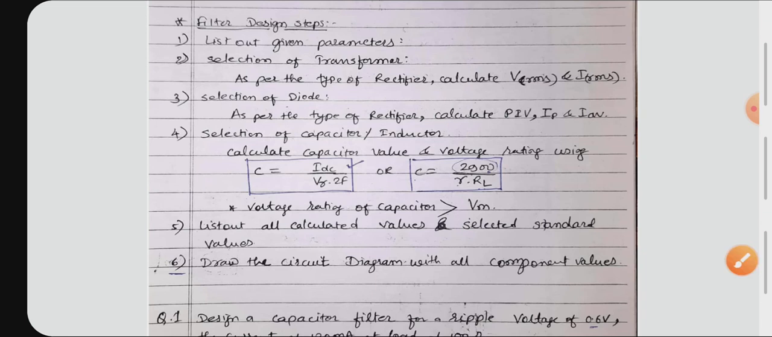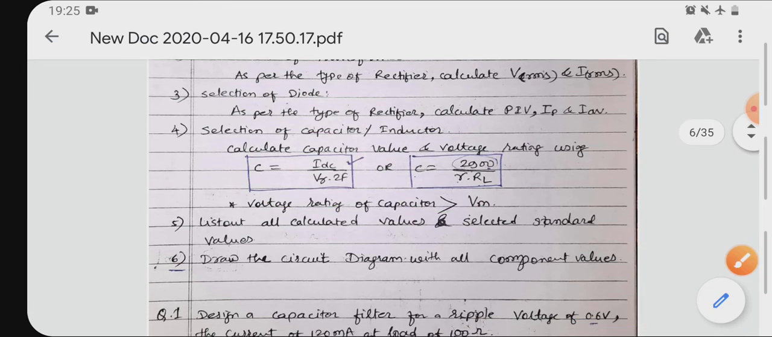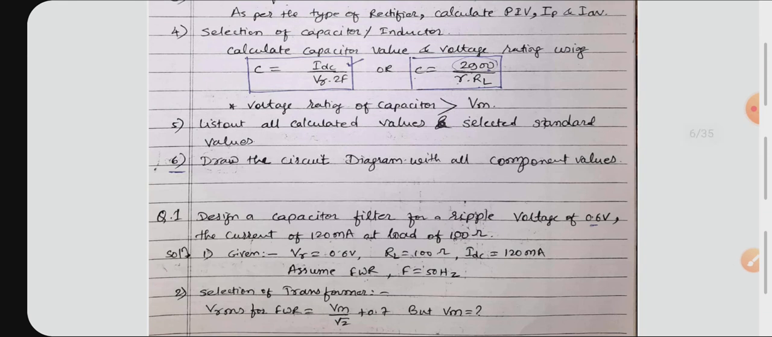You can also use this formula for the selection of capacitor, from the table: 2900 divided by r into RL, where r is the ripple factor and RL is the load resistance value. The voltage rating of the capacitor you can assume greater than Vm, where Vm is the maximum voltage. Finally, list out all the calculated values, select the standard values and draw the circuit diagram with all component values. Don't forget to draw the circuit diagram at the last.